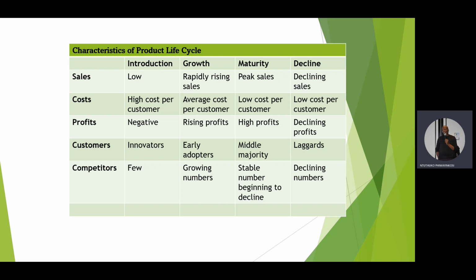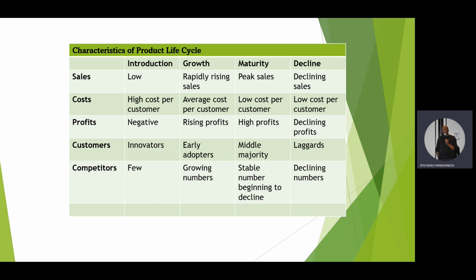And number 2, under growth. Now there is a rapid rise in sales under the growth stage. Why? Because now the majority of people are well aware of your product. So there is a rise in sales. And then under maturity, there are peak sales. Now everyone knows about your product. They love your product. Other customers even refer their family and friends to buy your product.